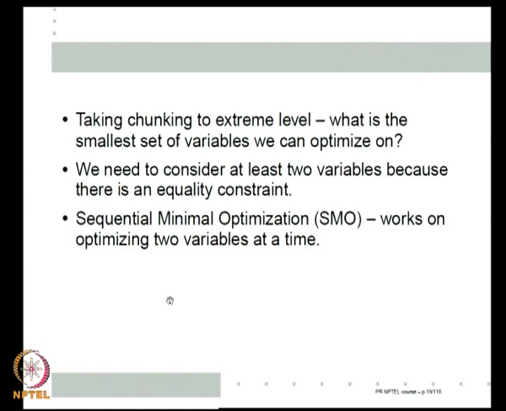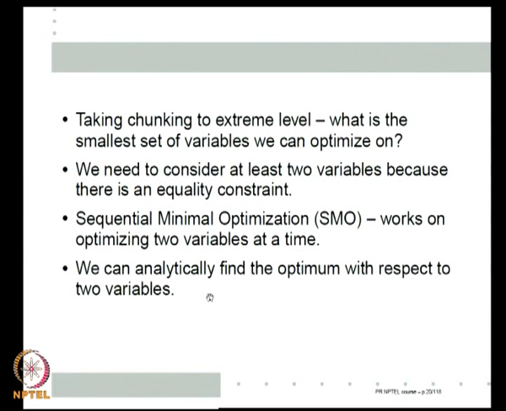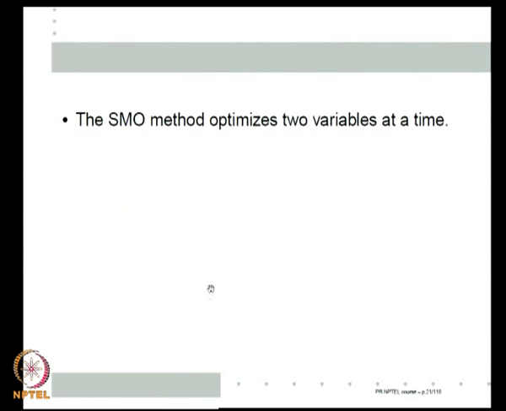Earlier we said that by doing chunking, by reducing the number of variables to optimize, we are improving the numerics or speeding up the algorithm. So, choosing only 2 at a time is very nice because we do not even need a numerical optimization technique to actually optimize with respect to 2 variables. So, this is the algorithm SMO. The SMO method optimizes 2 variables at a time.